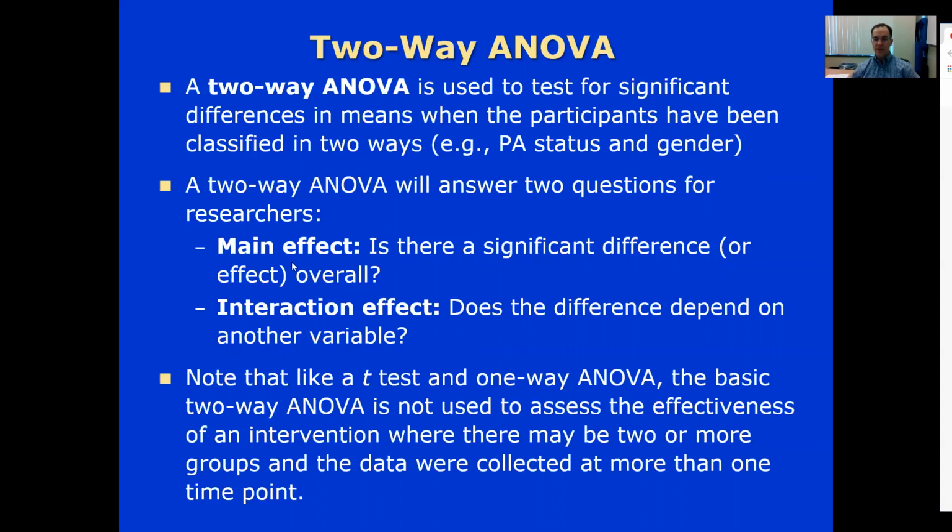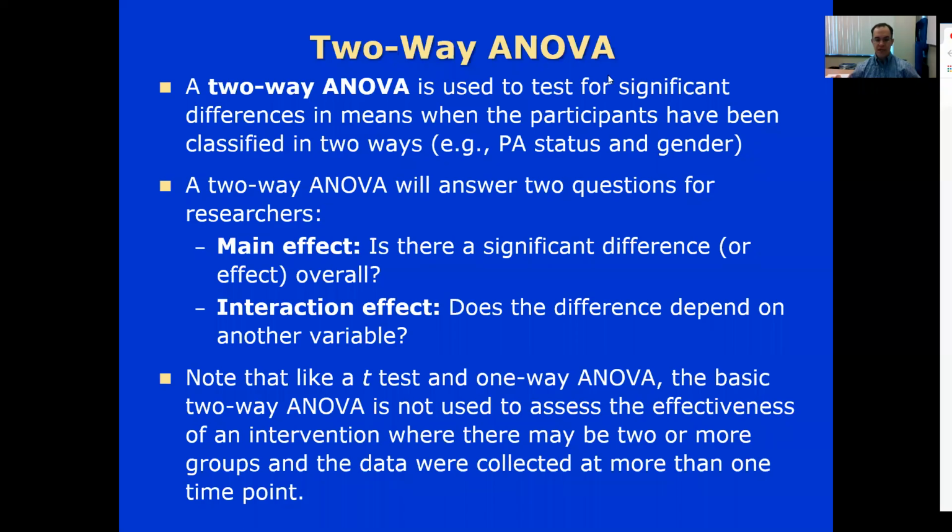So the main effect is, is there a difference between just gender and physical activity status? And the interaction will tell us which gender, if there is a difference between physical activity status and the gender. So do males differ in physical activity status, or do females? So that's what this two-way ANOVA will tell us.